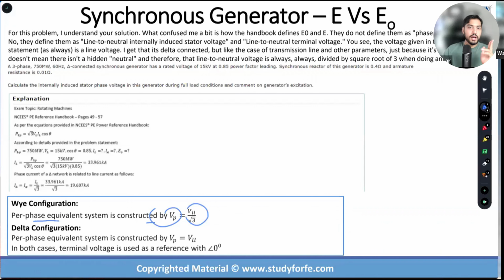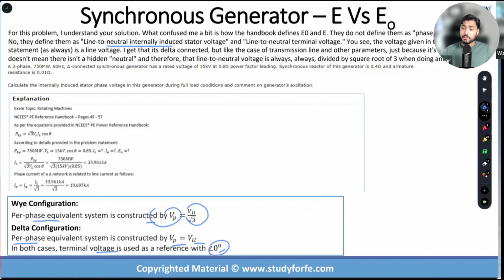Okay, I can see why he got dragged down into line to neutral, because that line to neutral sort of primes you, makes you think that I need to somehow extract, even if it's a virtual neutral that we've talked about in delta, by converting it into a Y. Now, if you stick with the terminology that the equivalent circuits are on a per phase basis, then the per phase equivalent system, when we are dealing with the delta, the line voltage is equal to the phase voltage, and we are going to consider that as our reference, 0 degrees, right? In both cases, terminal voltage is used as a reference. You guys see this? All right.